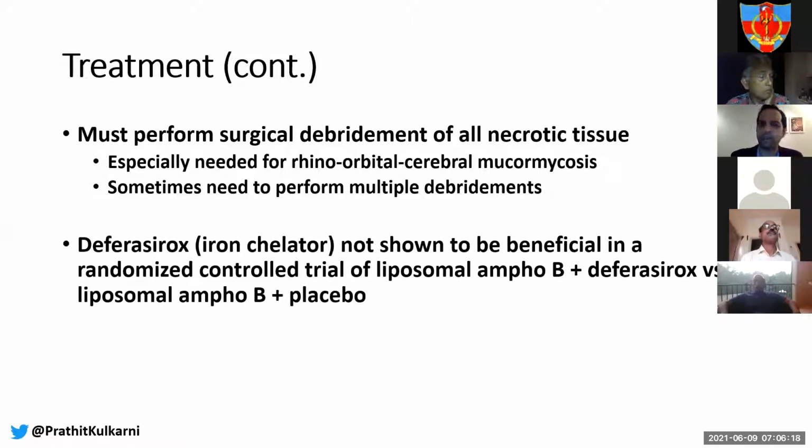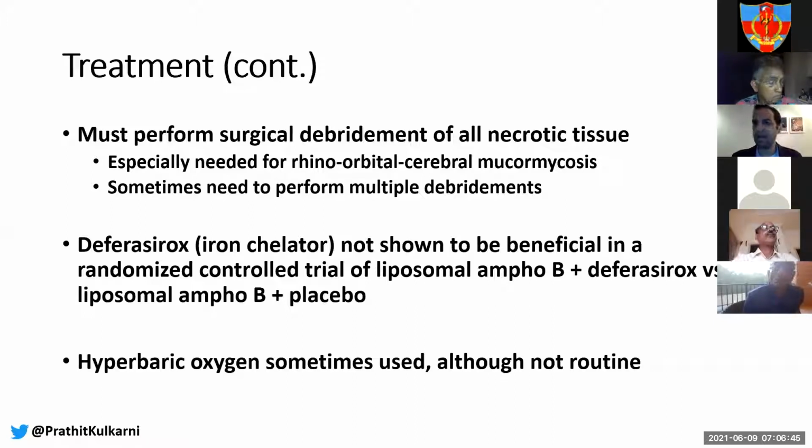There's also a medicine called deferasirox, which is an iron chelator. This medicine has not been shown to be beneficial in a randomized controlled trial of liposomal amphotericin B plus deferasirox versus liposomal amphotericin B plus placebo. So this medicine should not routinely be used for mucormycosis. Some people are using it, but there's really no evidence to support it.